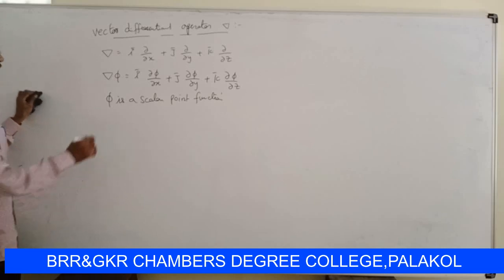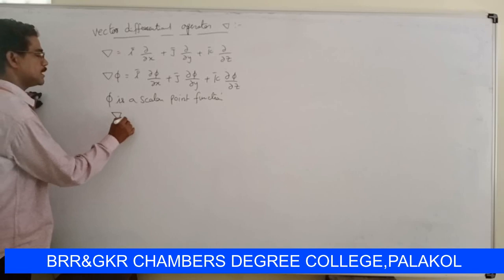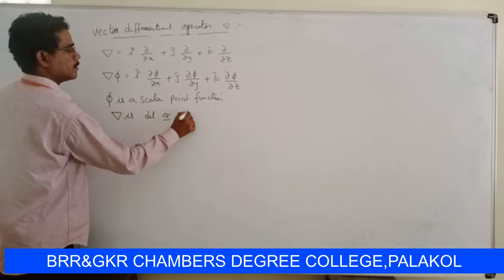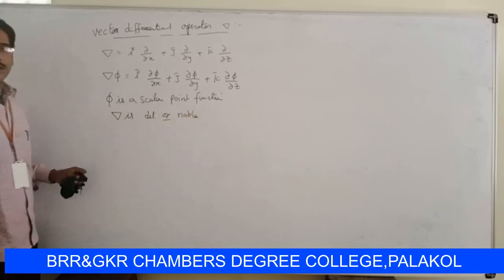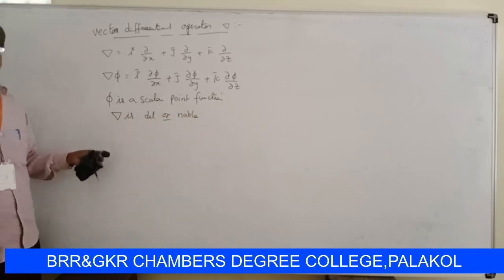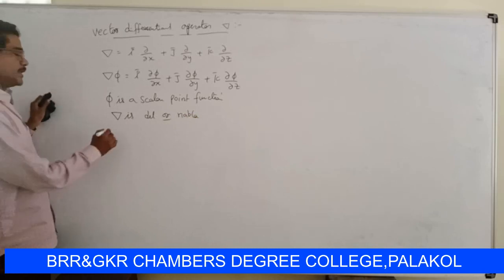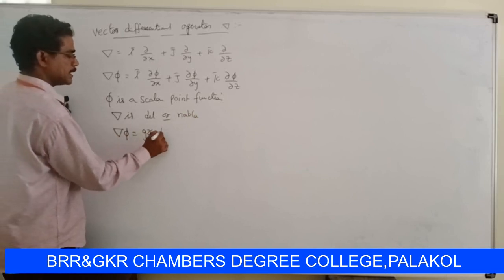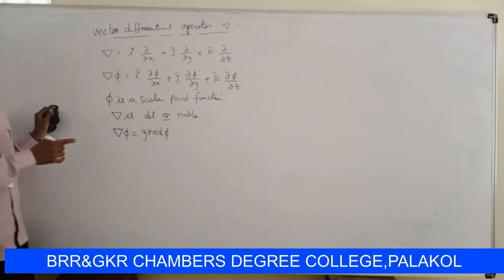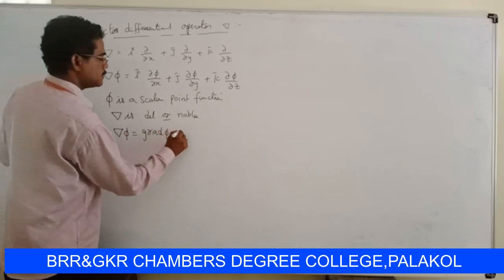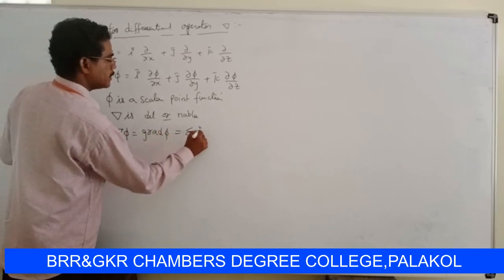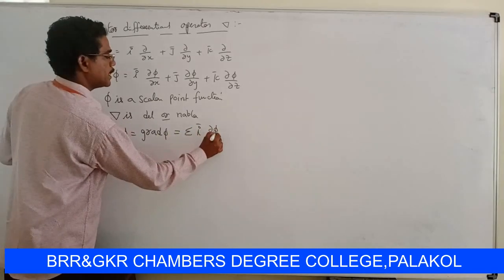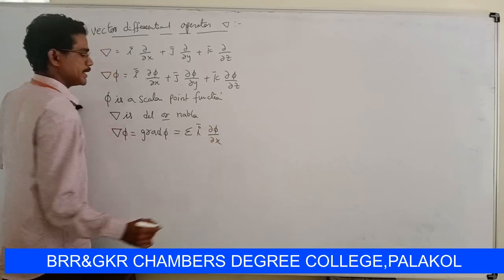Then the symbol is read as del or nabla. So if pi is a scalar point function, then del pi is written as grad pi, equal to simply sigma i dou pi by dou x.